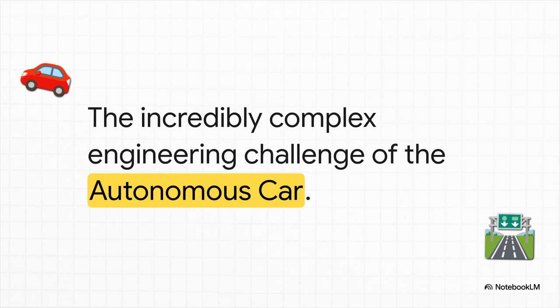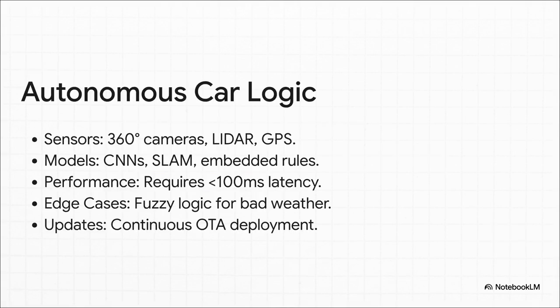For our first real-world application, we are looking at one of the most complex engineering challenges of our time, the autonomous car. Now, an autonomous car relies heavily on edge processing. That means the computation is happening right there inside the vehicle, not miles away on some distant server. It's ingesting massive amounts of data from LiDAR and 360-degree cameras, using deep neural networks like CNNs to literally see the road, and SLAM mapping to understand exactly where it is in that environment.